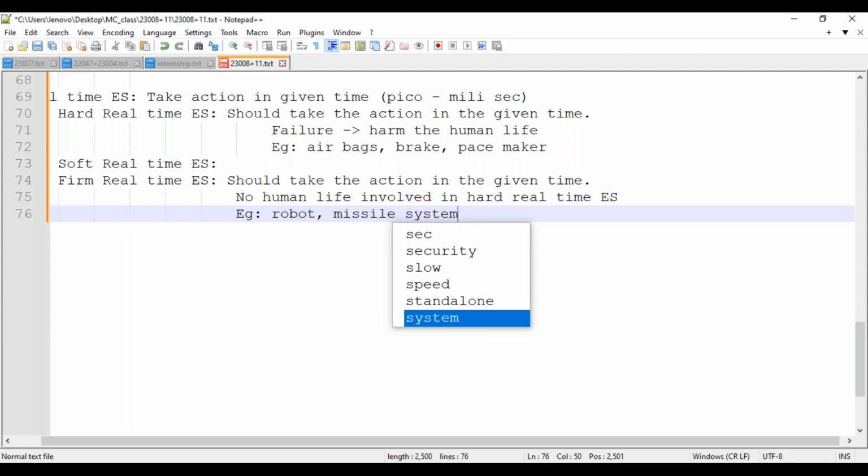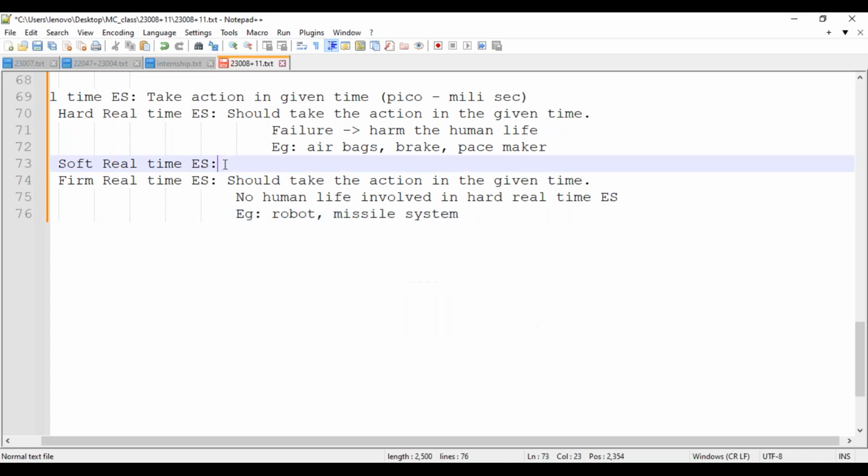Taking the action on time is very necessary, but it is okay because there is no human life involved. But soft real-time systems are, whatever escalators and all you're saying, that I would consider as soft real-time embedded systems. Automated machineries in the factories, yes, you can consider it to be a firm real-time embedded system.